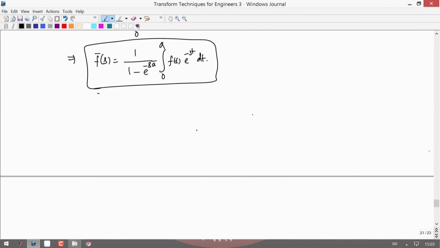And we can also see some property of the Laplace transform, that is, the Laplace transform is uniformly convergent. So let me do that.